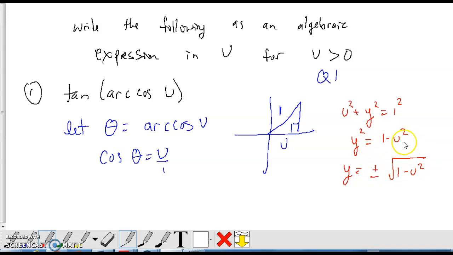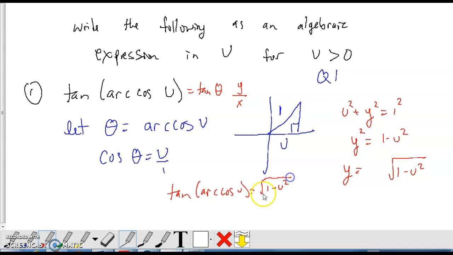We don't really know what that is, so we can kind of just leave it alone. Again, we're in quadrant 1, so do we need that plus or minus? No. We know it's already positive. So this means that this guy right here, we want to know what the tangent of theta is. Well, tangent's made up of y over x. So here's my y, here's my x. So that means that the tangent of the arc cosine of U is the radical of 1 minus U squared all over U. Bam.